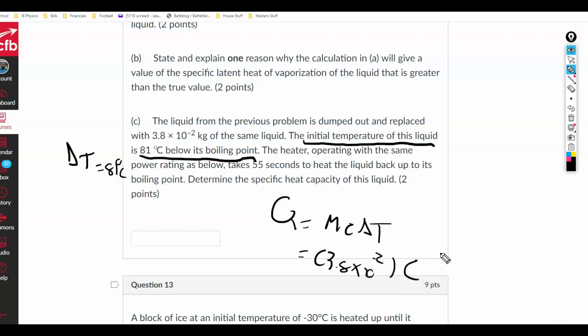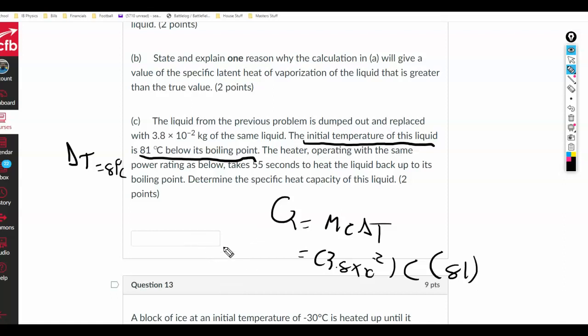We don't have C, but delta T is going to be 81 degrees. And again, at this point, I saw a lot of people trying to do like 100 minus 81. 100 degrees has nothing to do with this problem. This is not water. This is some unknown liquid. A bunch of people were just trying to make up stuff about this problem that wasn't true.